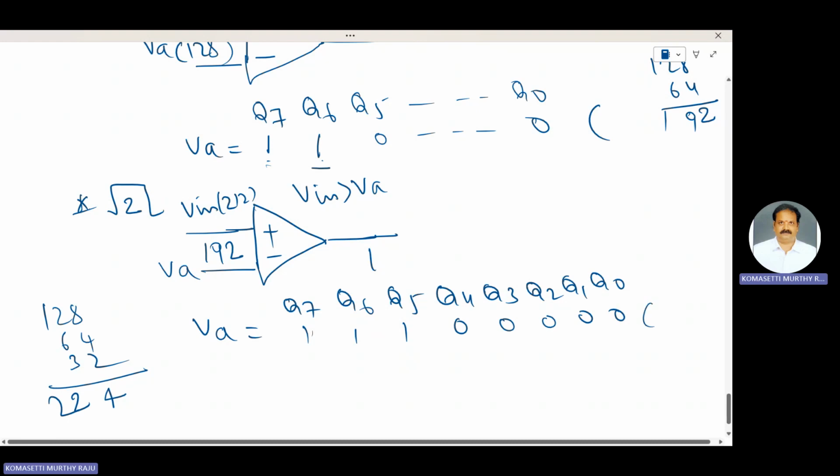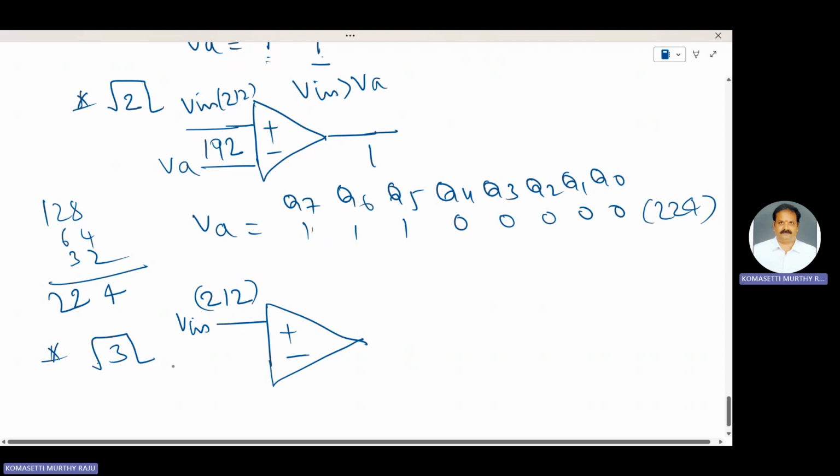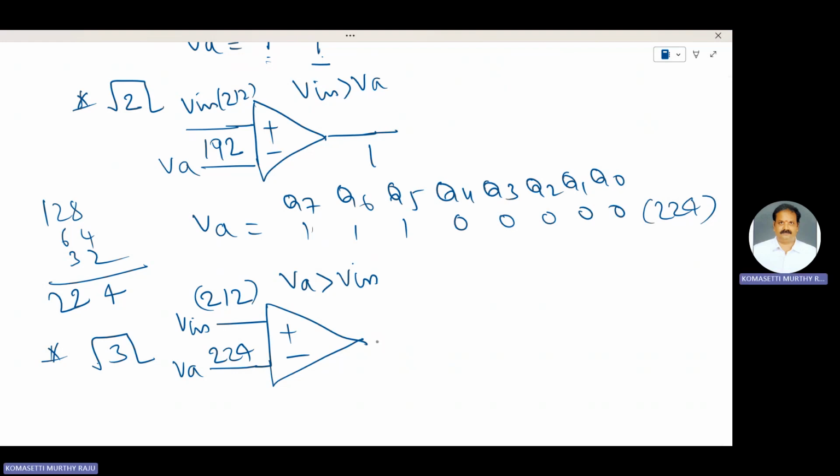This one is 224. For the third clock pulse, for the third clock transition, plus minus. This Vin is here 212. The VA, the digital to analog converter output, is 224. Here VA is greater than Vn.